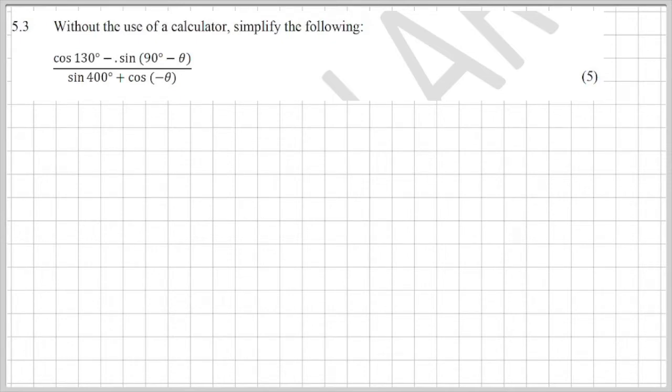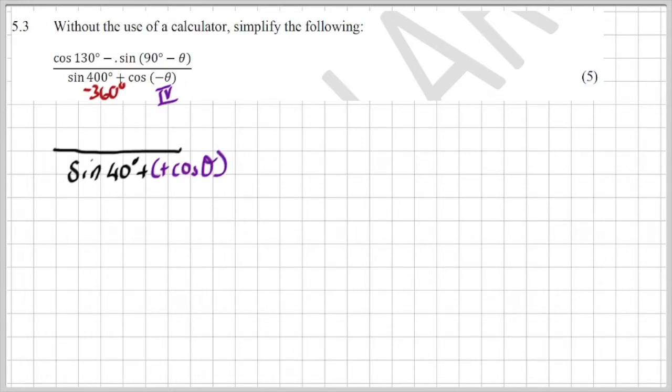So when I look at this, first of all, I'm going to make sure that my angles are between 0 and 360. So I'm going to subtract 360 from the 400, leaving me with sin of 40. Cos in the fourth quadrant is positive. Remember, a negative angle I can look at as if it's in the fourth quadrant. Then my top angles are between 0 and 360, but I'm going to reduce them further. So I'm going to take that 130 in the second quadrant, which is going to be negative cos 50.